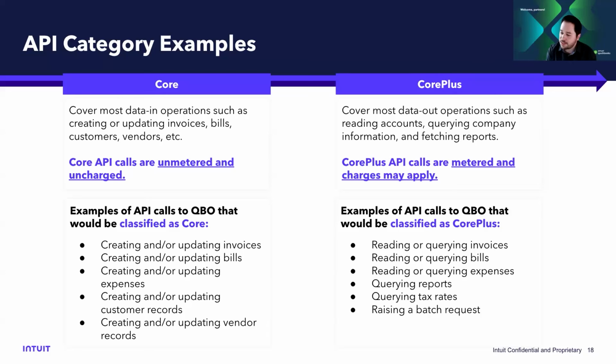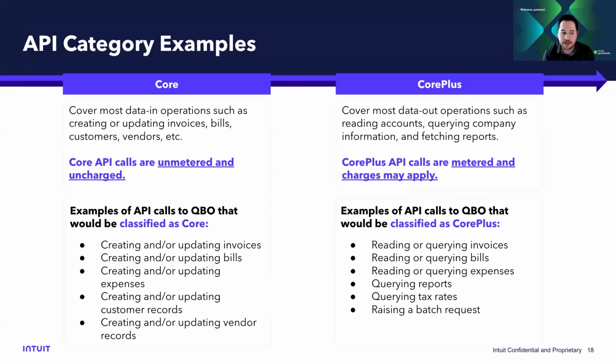Now we're going to shift focus a little bit to explaining the new fee structure as well as how we are now categorizing API calls and APIs in general. If you read our initial communication, you will have seen that we are introducing two categories with a third category coming after our initial launch. The first two categories are Core and Core Plus.